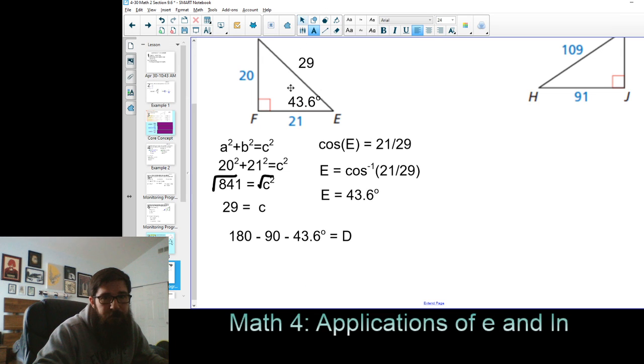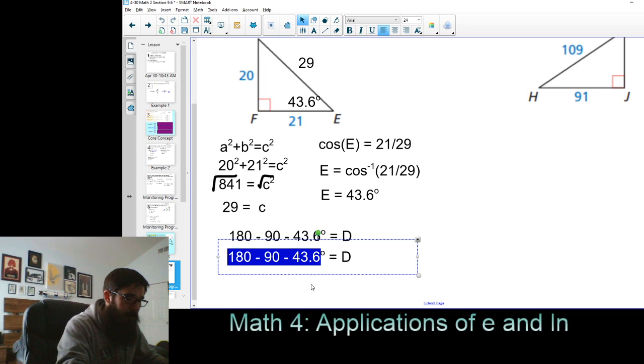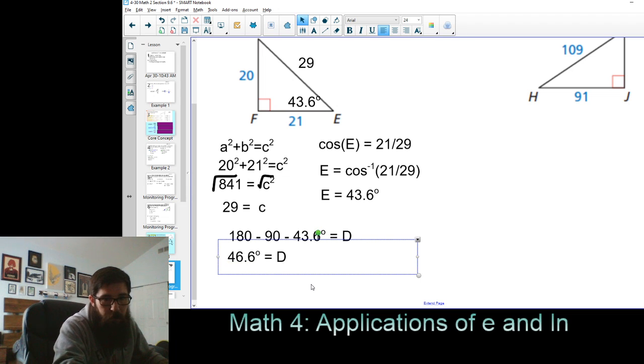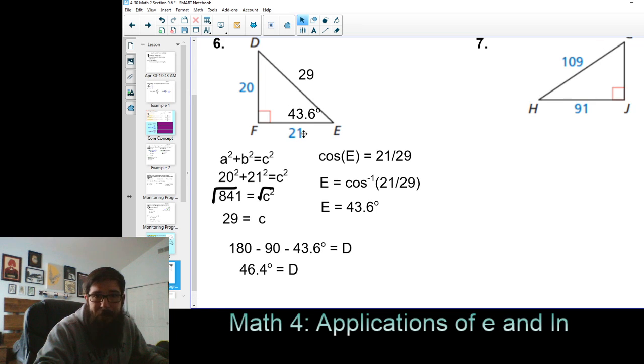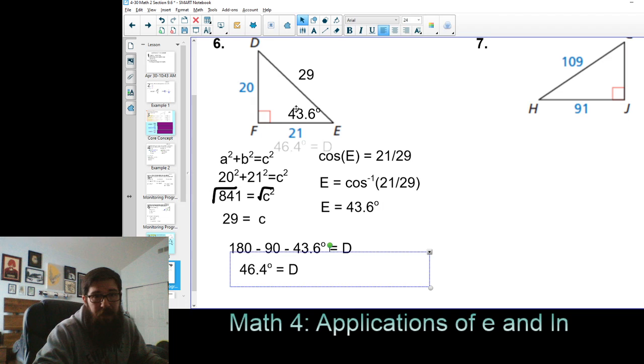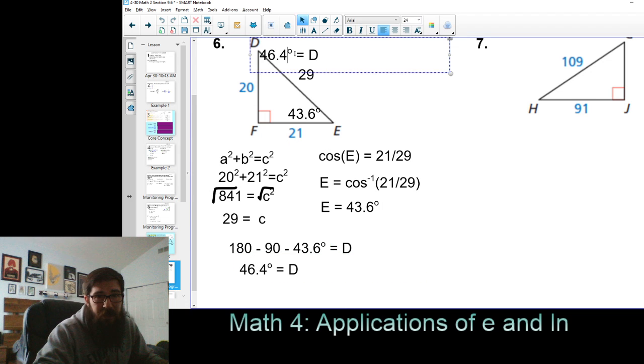46.4. It makes sense that that guy is a little larger than angle E because the side opposite of it is bigger, right? Opposite of D is 21, so opposite of E, which is 20, should be a smaller angle. They're super close in size, so I'd expect the angle to be darn close, and they are. We have now solved that triangle, and that was just one way to go about solving it.